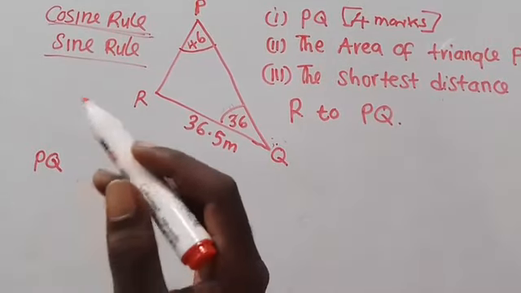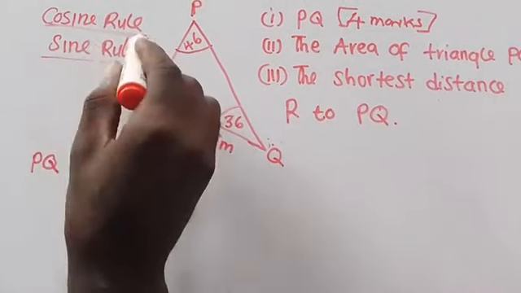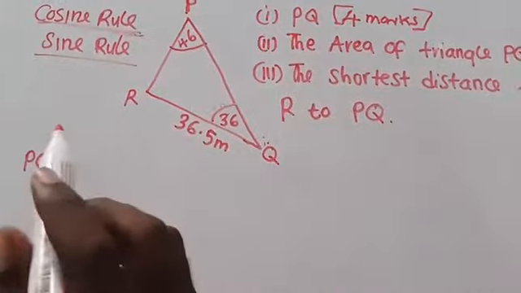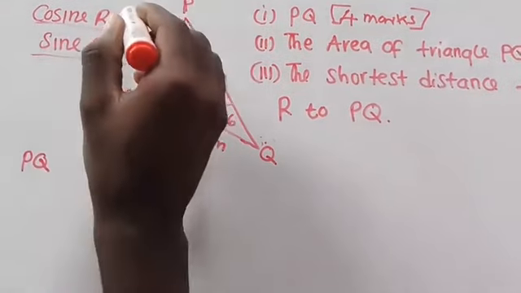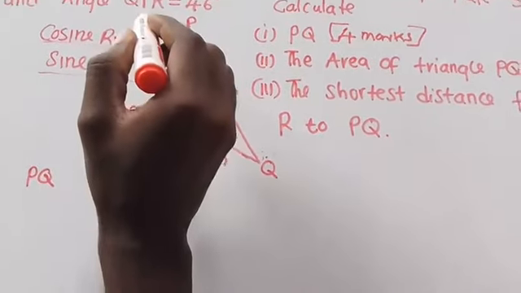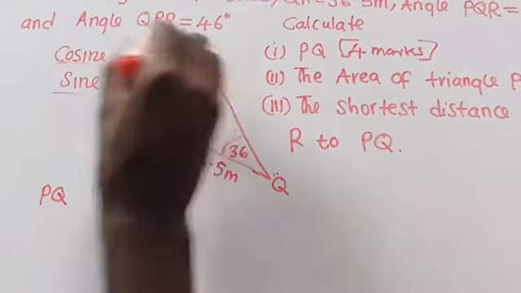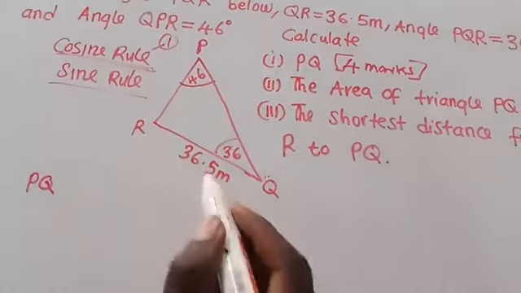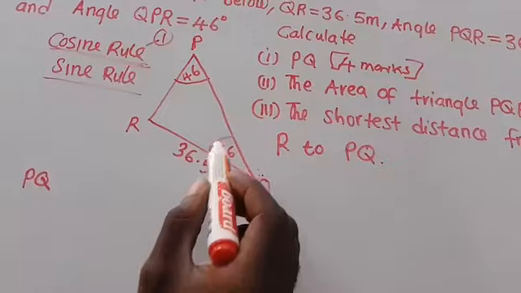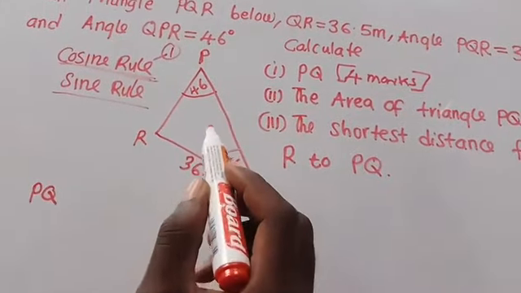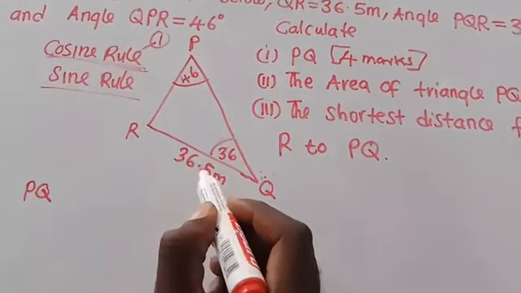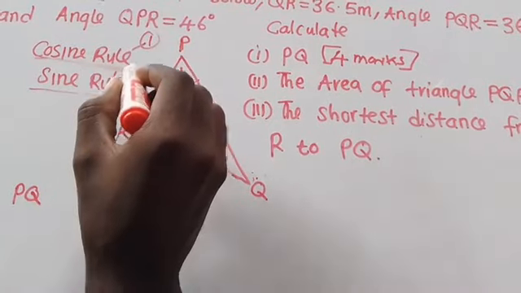For you to answer this question, under the cosine law, there are only 2 principles that you need to understand. We use the cosine law when we are given all the 3 sides. So let us check now. Are we given all the 3 sides in this question? No, we are only given 1 side. So we cannot use the cosine law.